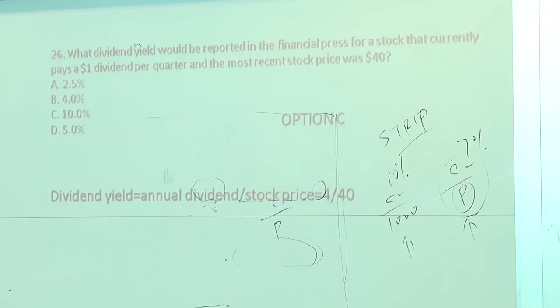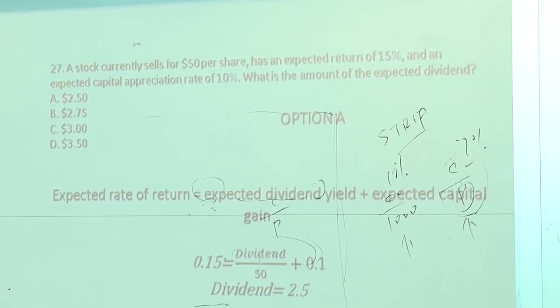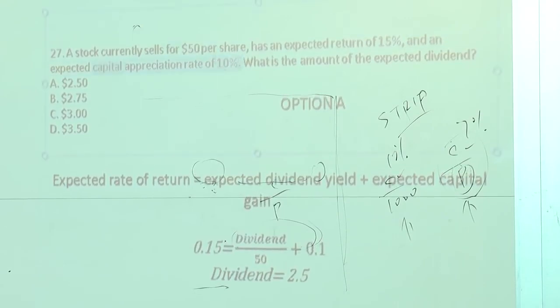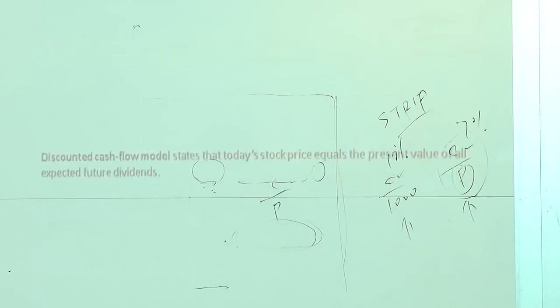And we can use that to do questions. Annual dividend. Remember, it's annual dividend. This is not one dividend. It's annual dividend divided by stock price. And similar, right? So we have different unknown variables. We calculate for expected dividend, and we know expected return. We know expected capital gain, appreciation 10%, and then $50 current stock price. Calculate for dividend.